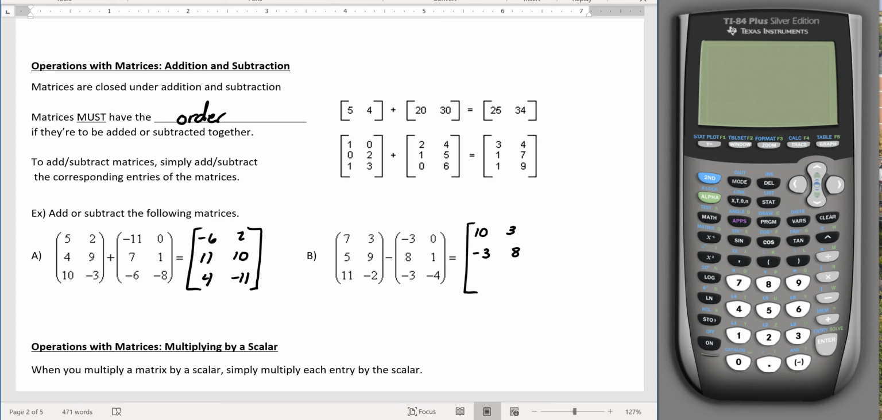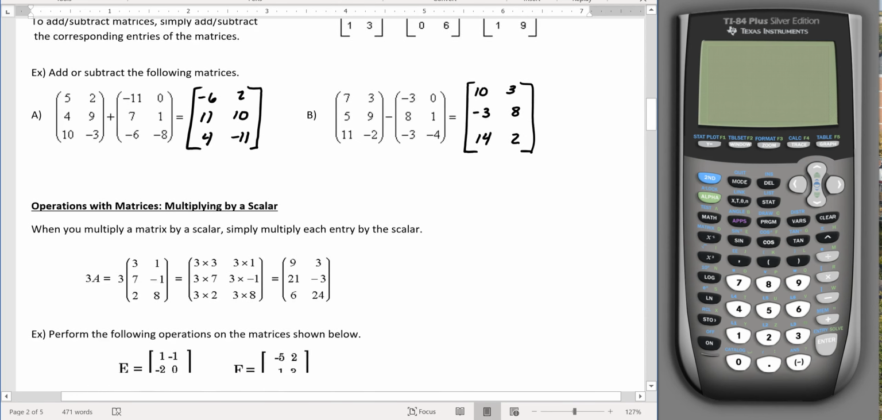Negative 2, 11 minus negative 3 would become 11 plus 3, which is 14. Negative 2 minus negative 4 is 2. Negative 2 plus 4. And there we go. That would be our difference there. All right. So that's addition and subtraction.